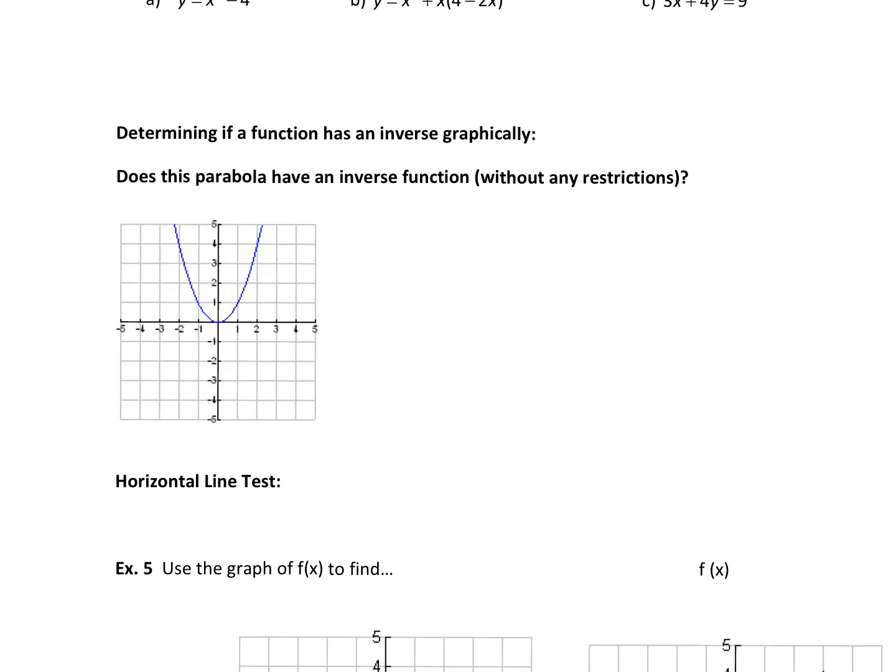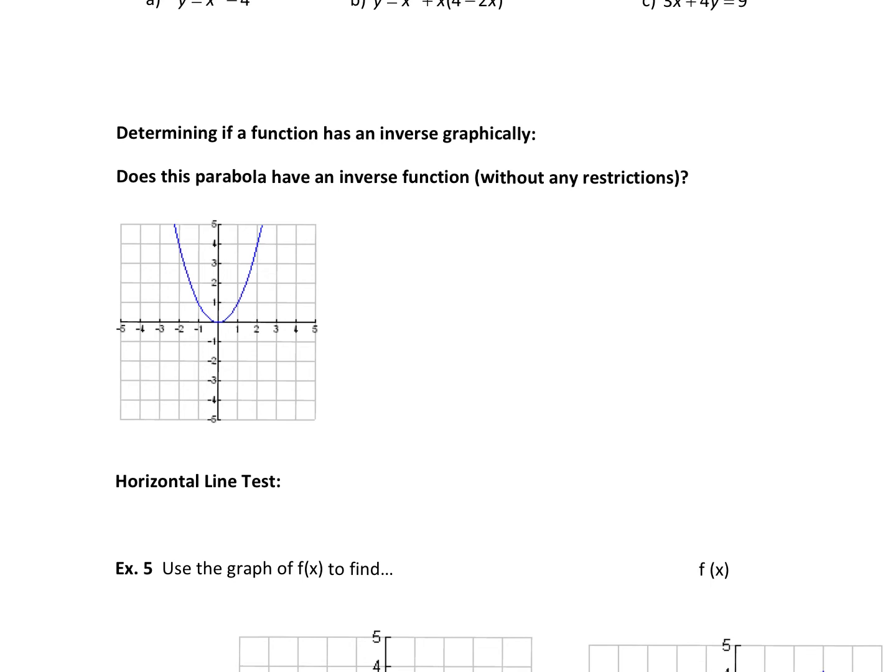So first I propose to you a parabola. The question is, does it have an inverse function without any restrictions? Meaning the domain for the parabola is negative infinity to infinity, and that domain for the parabola has to be the range for the inverse function.